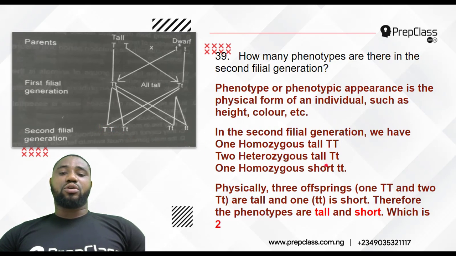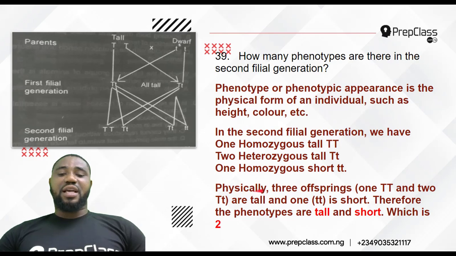2 heterozygous tall, capital letter T, small letter t. These ones, they have gene for shortness in them, but physically they are tall. 1 homozygous short, small letter t, small letter t. This one physically is short. These 2 physically are tall, but they have gene for shortness in them. This one physically is tall and has no gene for shortness in it.